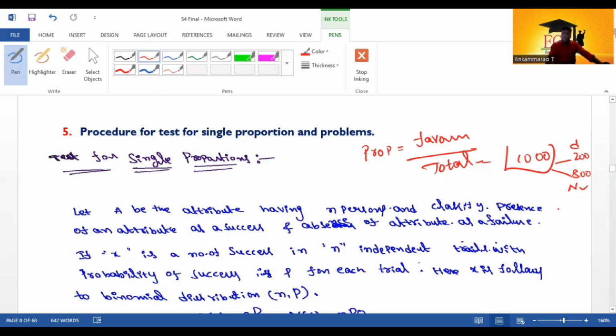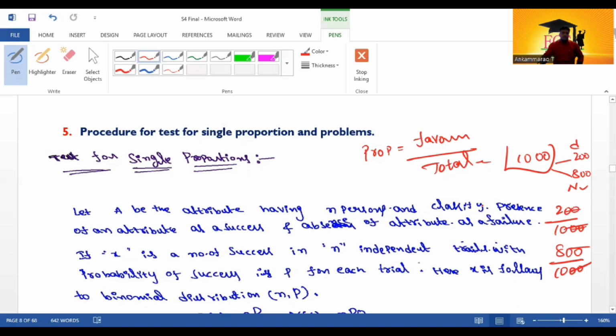Defective items probability is 200 divided by 1000. Non-defective items probability is 800 divided by 1000. It is nothing but a proportion. The defective proportion equals 200 by 1000, and the non-defective proportion is 800 divided by 1000. Then we get the ratios: here we get 0.2, here we get 0.8.